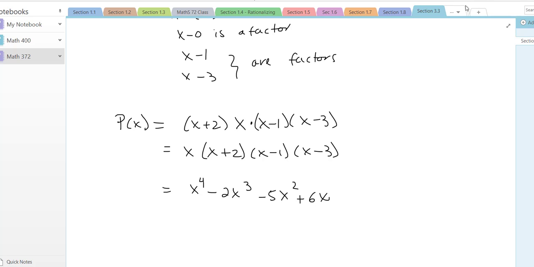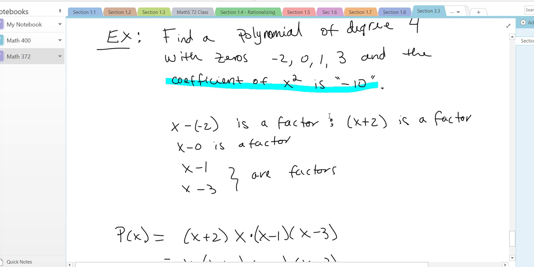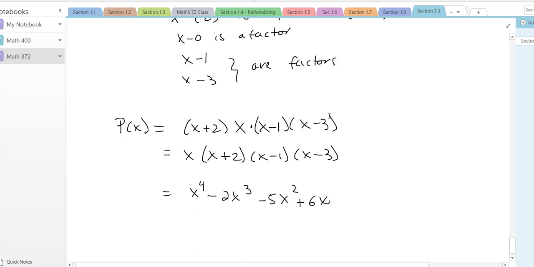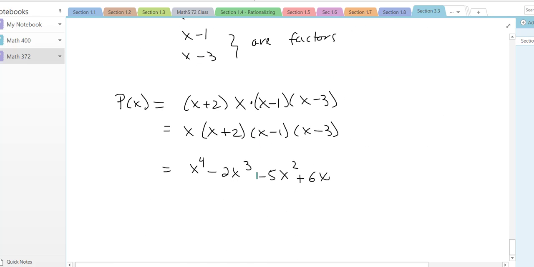So when I multiply these all out, I get x to the 4th minus 2x cubed minus 5x squared plus 6x. So I do have a degree 4 polynomial, and all of those values are zeros. But it says that I want a coefficient of negative 10. So how do I get a coefficient of negative 10 with the polynomial that I have? Coefficient of negative 10 for the x squared term. So right now the coefficient is negative 5, and we want to make that a negative 10.